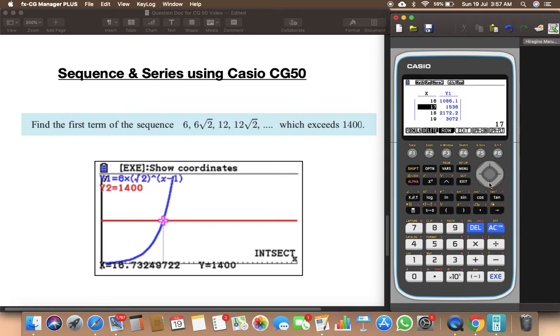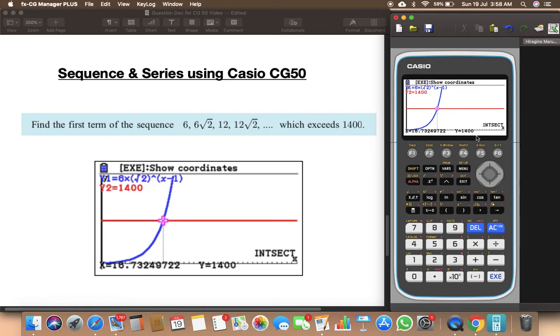That is algebraically. Let's see how we can solve it graphically. We can plot a graph here, and the equation is taken from the table, right? So let's plot it. Because we need to check when it exceeds 1400, we can plot another graph here as y equals 1400. Let's find the point of intersection by G-Solve. It says that it's cutting at x equals 16.73.